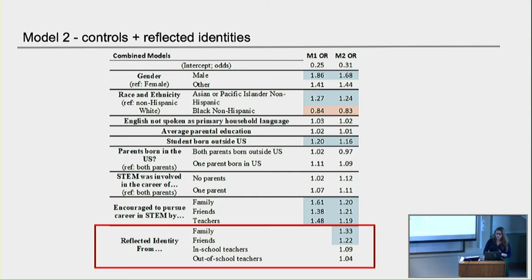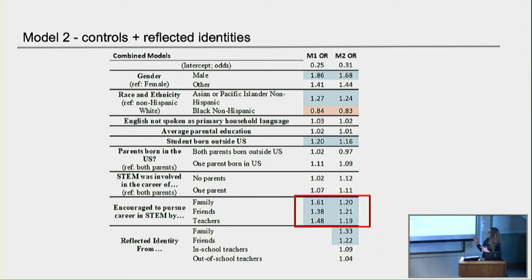And with our reflected identity questions, family has the highest positive association in students pursuing a career in STEM, followed by friends. In-school and out-of-school teachers show no positive association for students being interested in a STEM career. However, I want to explicitly stress that encouragement still has a positive association coming from teachers.